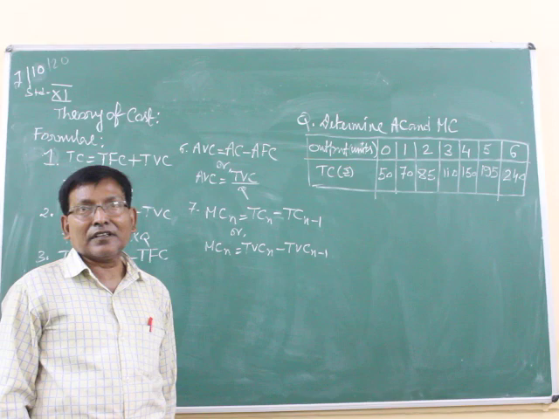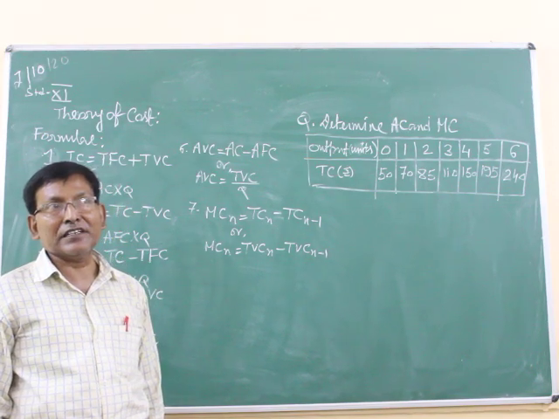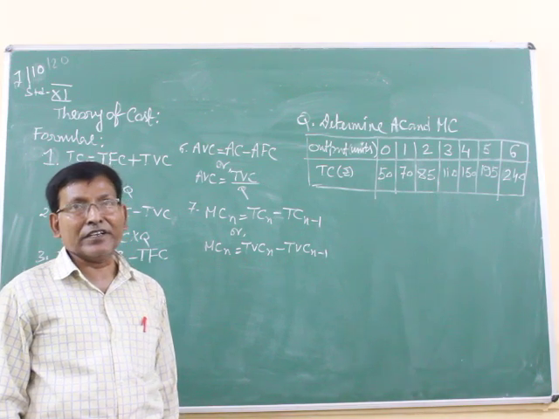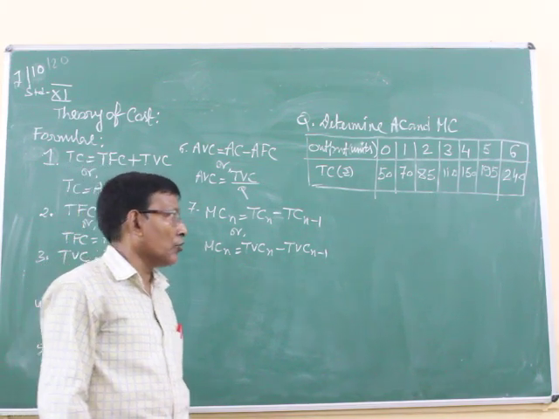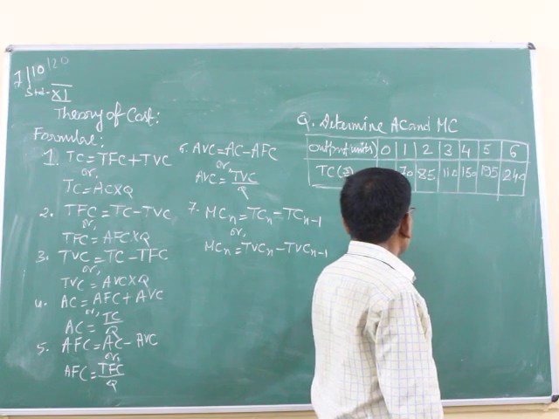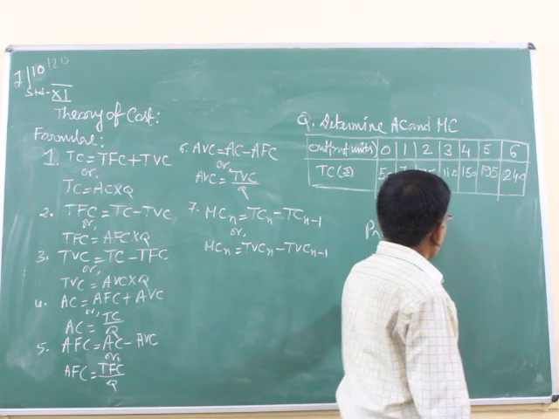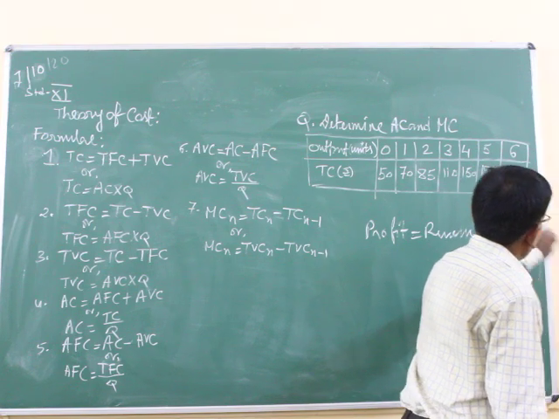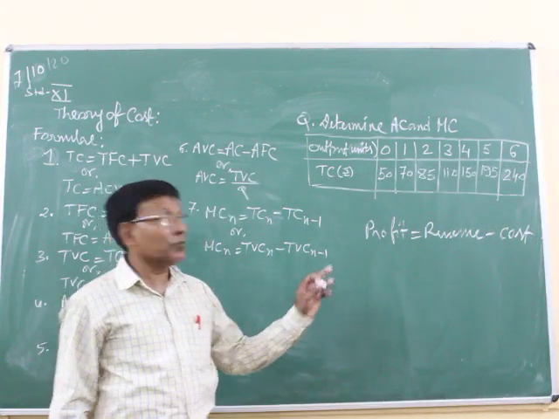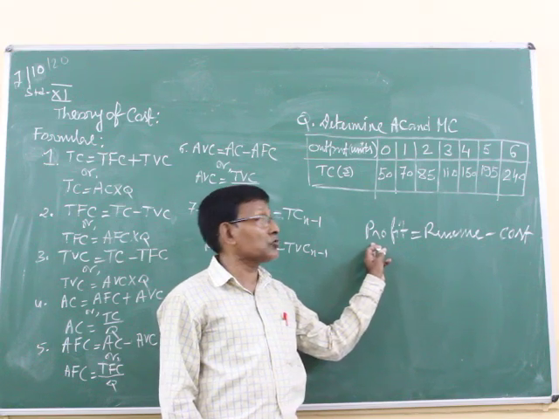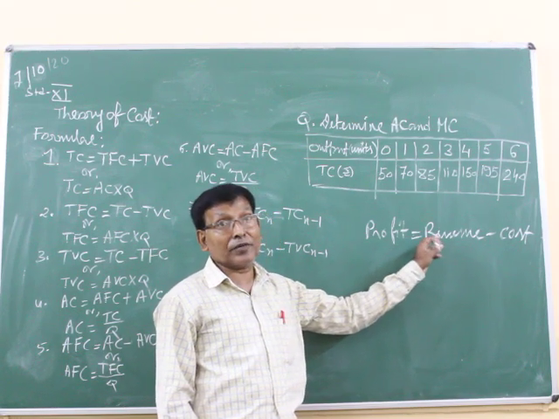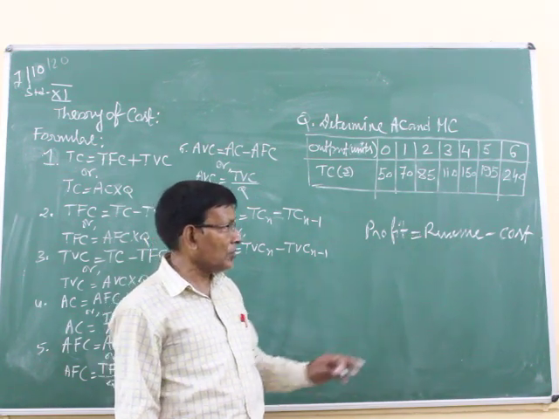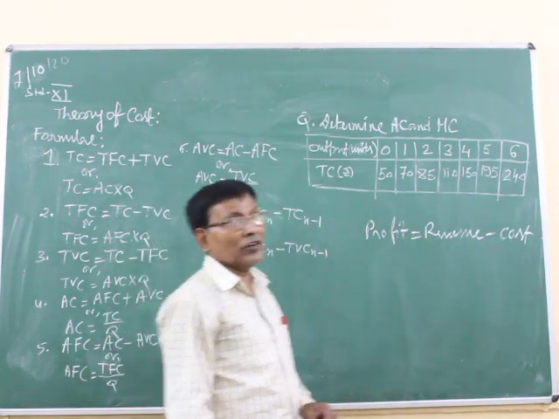So we have to know the meaning of cost. What for do we need the meaning of cost? Because to find out the profit. How do we find out the profit? Profit equals revenue minus cost. Okay. So for that purpose, to find out the amount of profit, we have to know the value of revenue as well as the value of cost. So first, we have to know the meaning of cost.